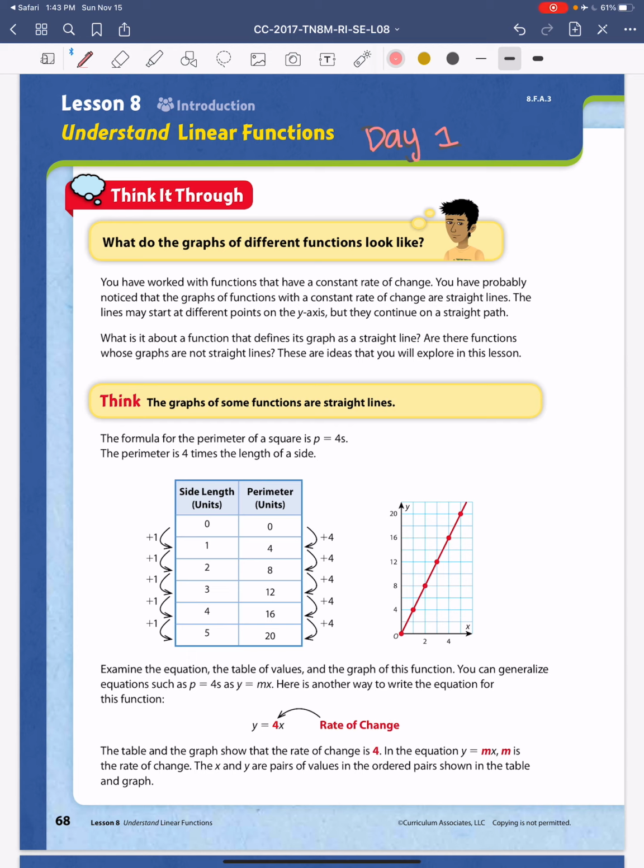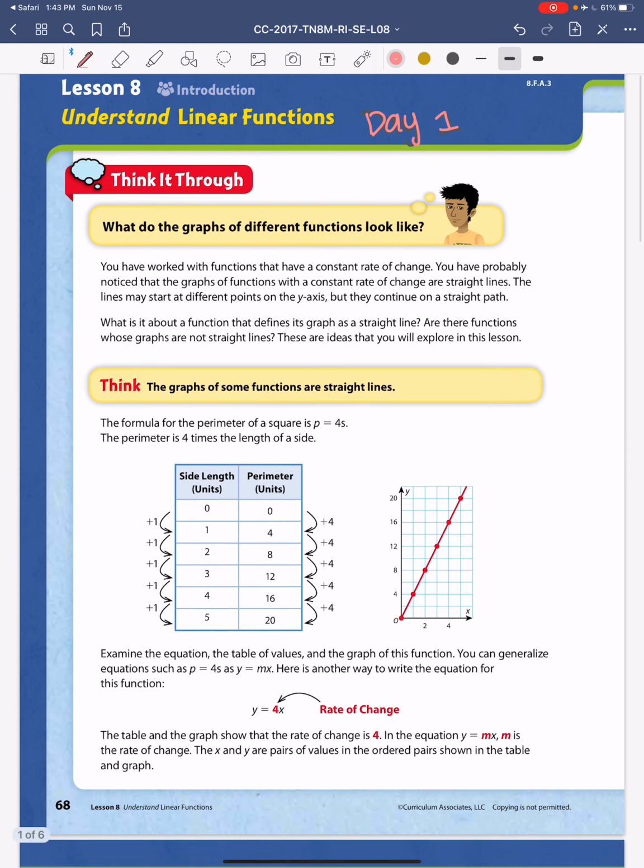What is it about a function that defines its graph as a straight line? Are there functions whose graphs are not straight lines? These are ideas that you will explore in this lesson. So we're discussing, we already know about functions that are straight lines. We're also going to look at functions that are not straight lines, but they're still considered functions.